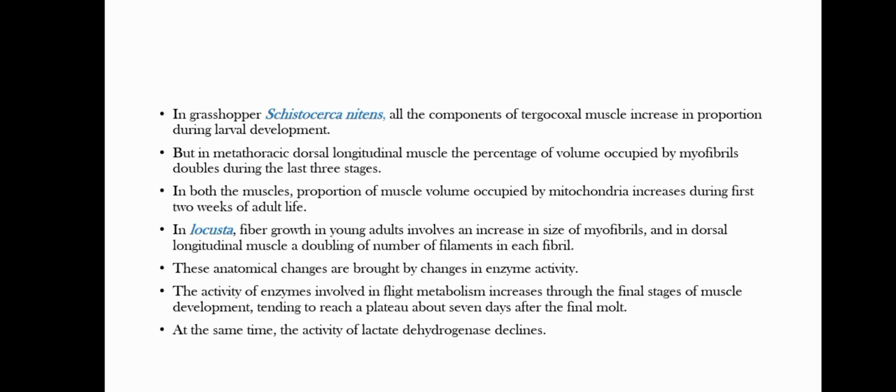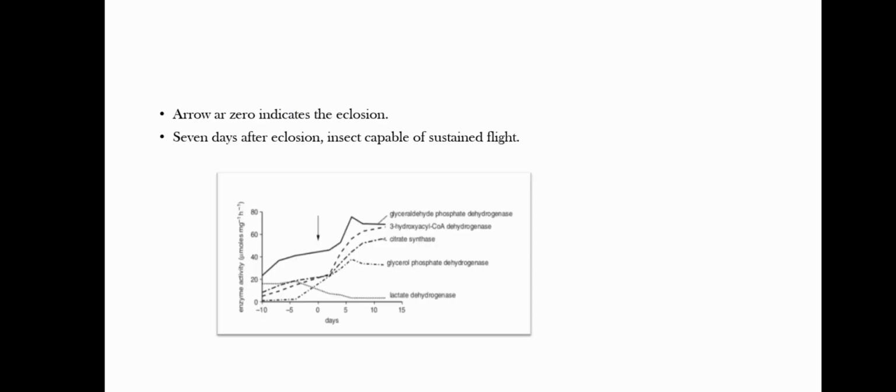So, the activity of enzymes involved in the flight metabolism increases through the final stages of the muscle development, tending to reach a plateau level in about 7 days after the eclosion. At that time, the activity of the lactate dehydrogenase declines, and that is responsible for the flight ability in the insects.